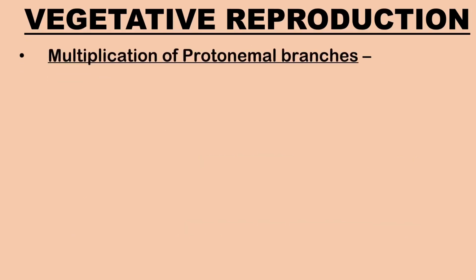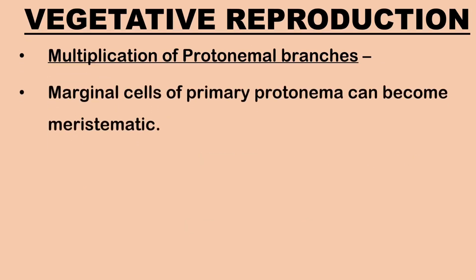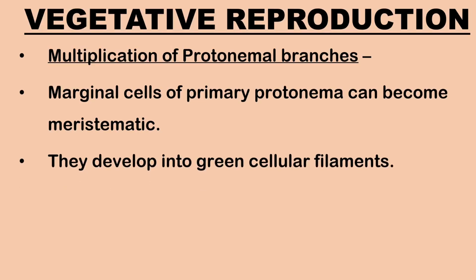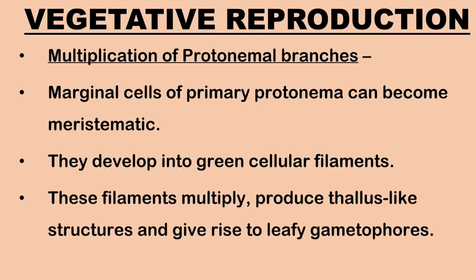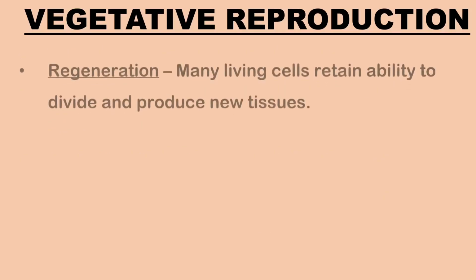Multiplication of protonemal branches. The marginal cells of the primary protonema can become meristematic. They develop into green cellular filaments. These filaments multiply and produce thallus-like structures which give rise to new erect leafy gametophores.